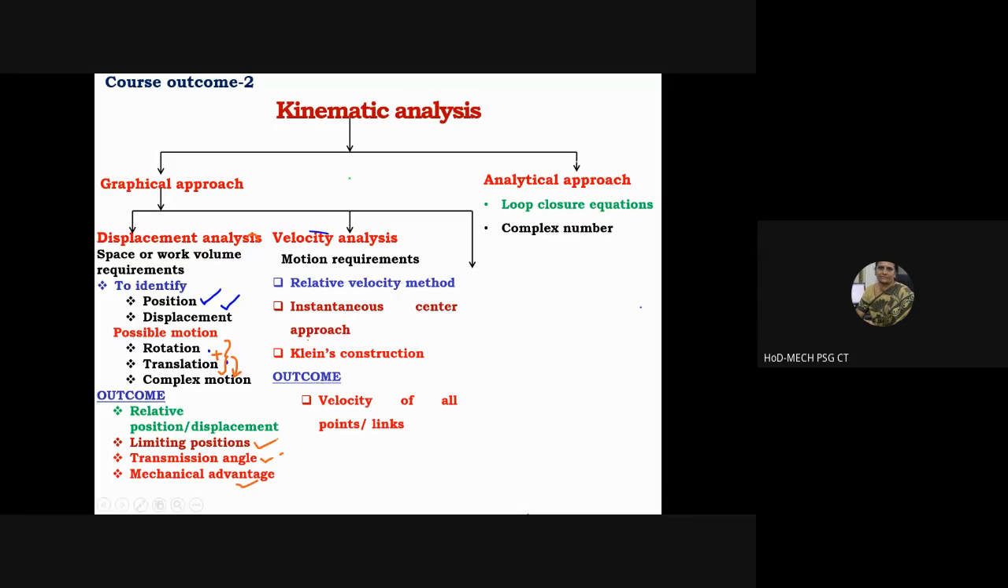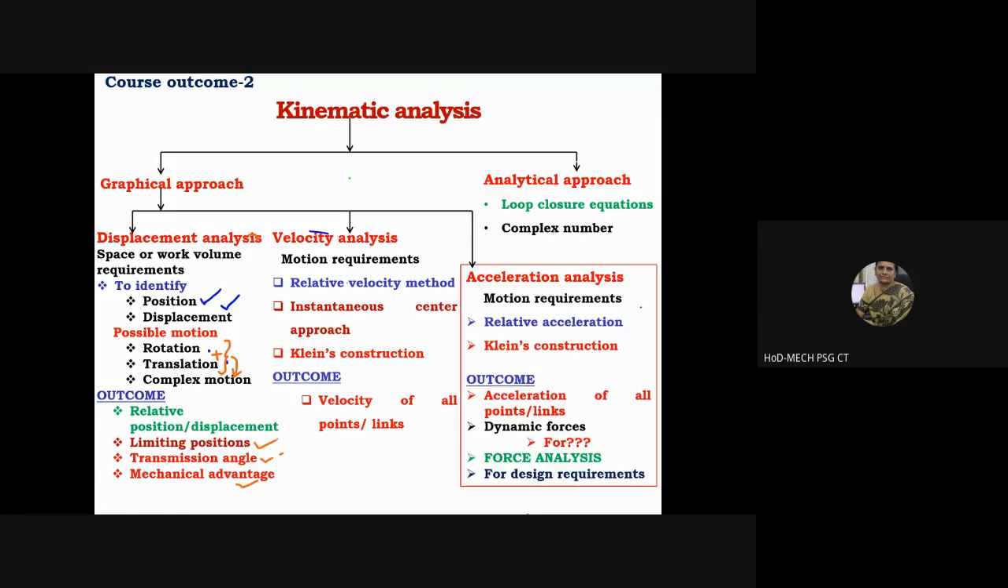Now moving on to kinematic velocity analysis under kinematic analysis. The displacement analysis is for work volume requirements. You can find out what range of angle the input link will cover, what range of angle or linear area the output link will cover, and all that will be available from the displacement analysis. Whereas the velocity analysis and acceleration analysis are related to the motion requirements.